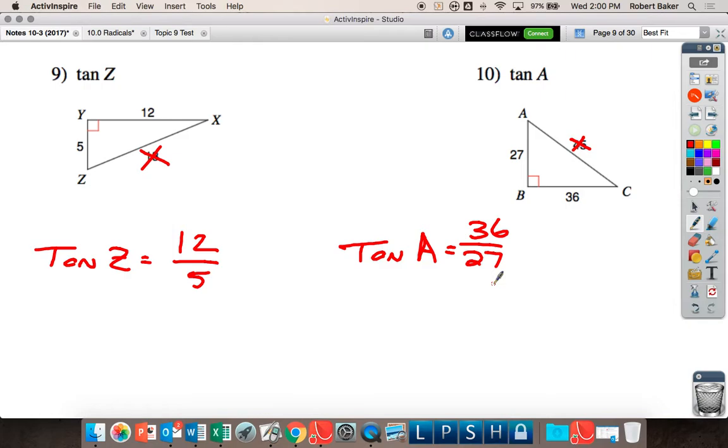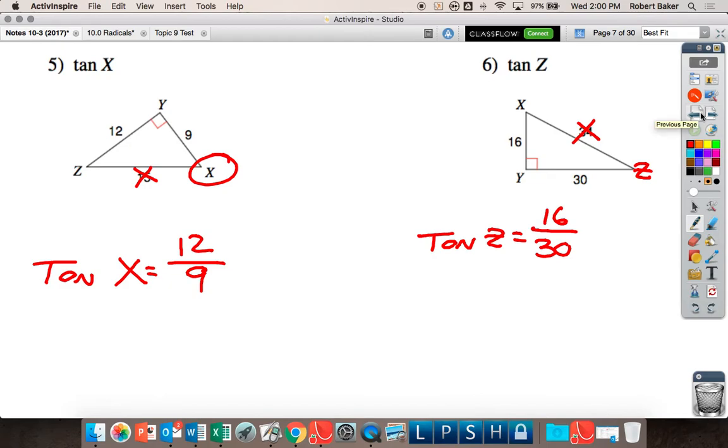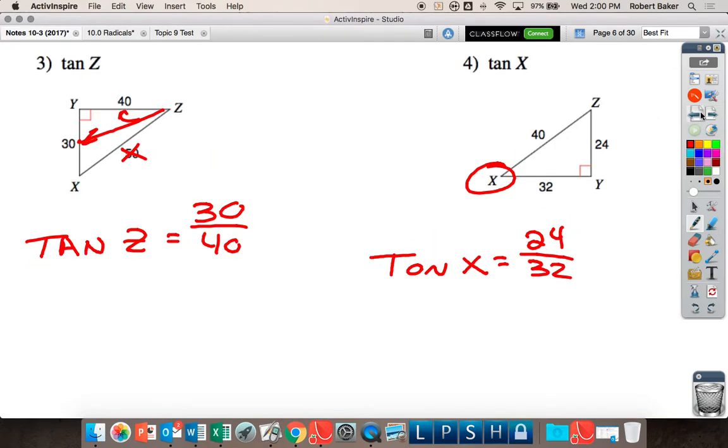So let's go back and look at our answers. Look at this. 36 over 27. Is there anything fun you can say about that? Is that bigger than 1? Is this one bigger than 1? Yeah? Is that bigger than 1? Is number 7 bigger than 1? Is 6 bigger than 1? No. Is 5 bigger than 1? Yeah. Is this bigger than 1? No. Is number 3 bigger than 1? No. 30 is less than 40, right?